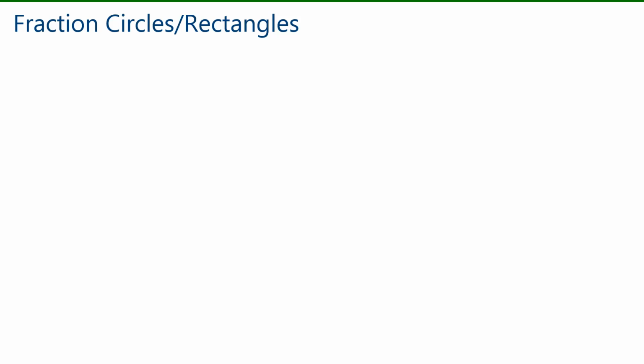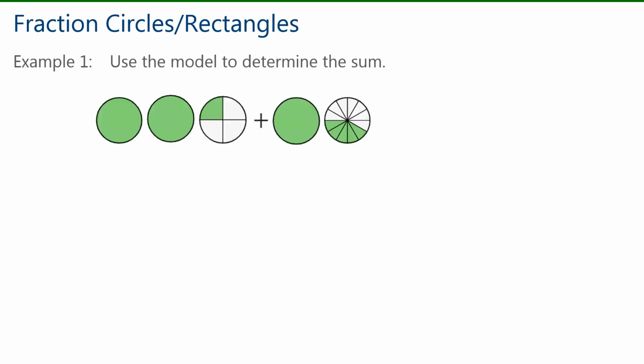So let's start with our fraction circles or rectangles. In example 1, we're going to use the model to determine the sum. Well, first we need to get the actual addition calculation. So I'm going to look at my diagram here, and on the left-hand side of my addition sign, I see two wholes, and I see 1/4 of another whole shaded. On the right-hand side of my addition sign, I see one full circle shaded, and 5/12 of another. I need to combine all of this to get my sum.